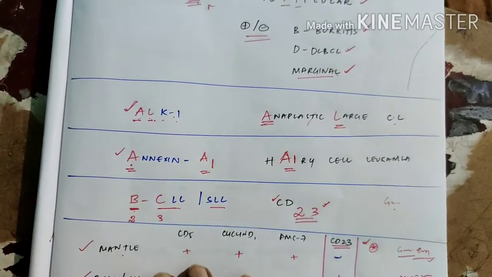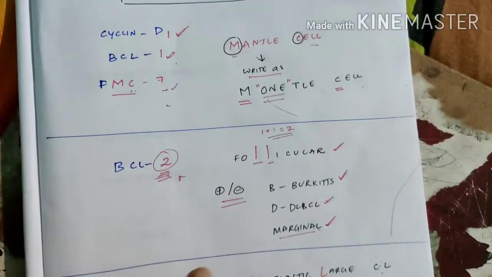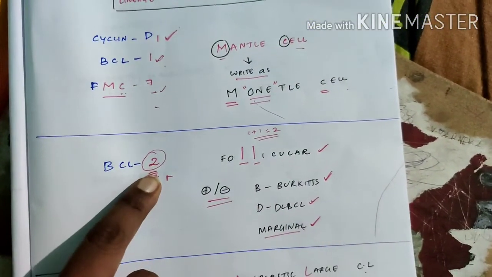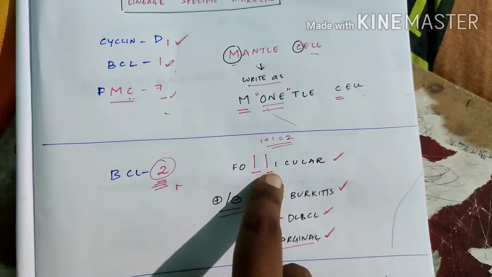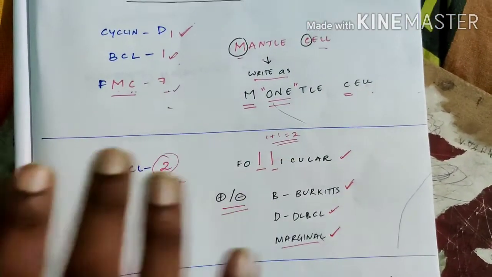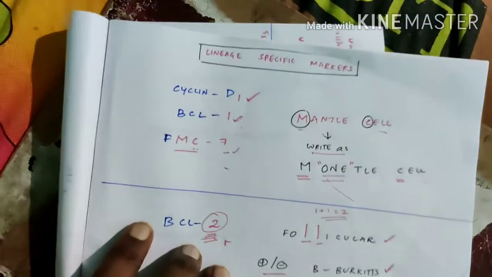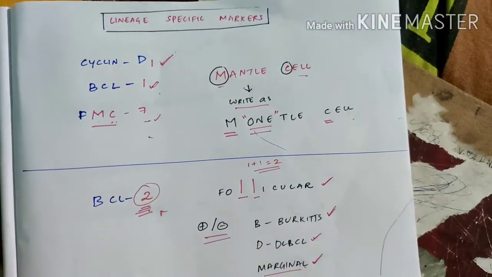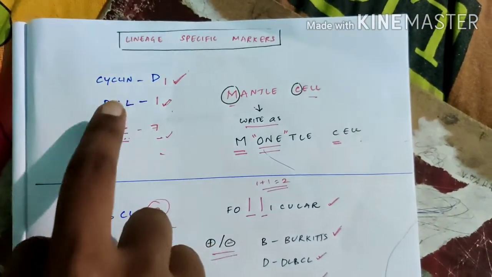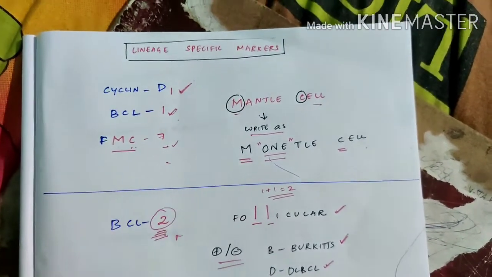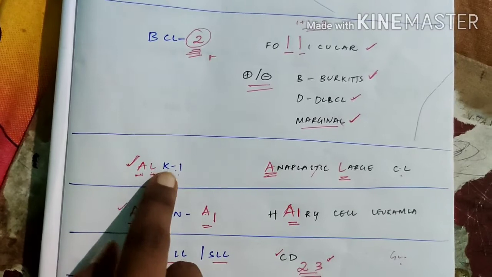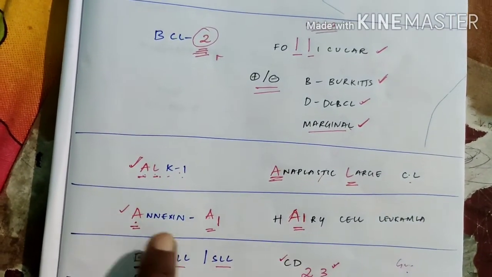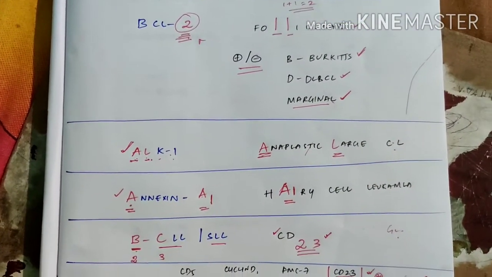That's cool. Then you go for follicular with BCL2. You can differentiate it 100%. That is a follicular one. So you can divide it. That is so cool. And then when it comes to specific markers of mantle cell, these are cyclin D1, BCL1, FMC7. This is also cool. And then for anaplastic large cell lymphoma, that is ALK1, and for hairy cell leukemia, annexin A1.